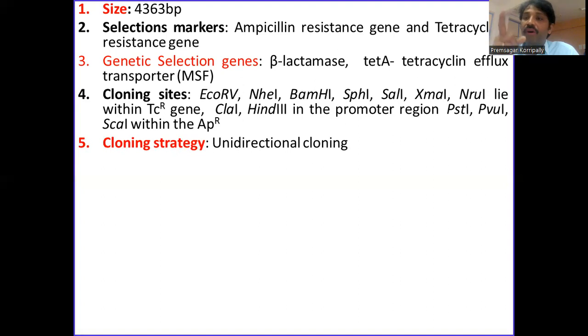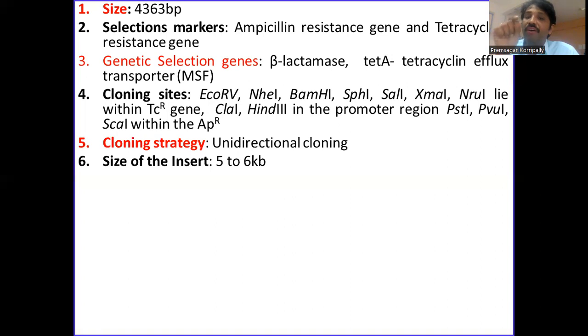Cloning strategy is only one site you have to use. That's why it is called unidirectional cloning. So only one site. Then what is the maximum size of fragment you can clone by using this vector?